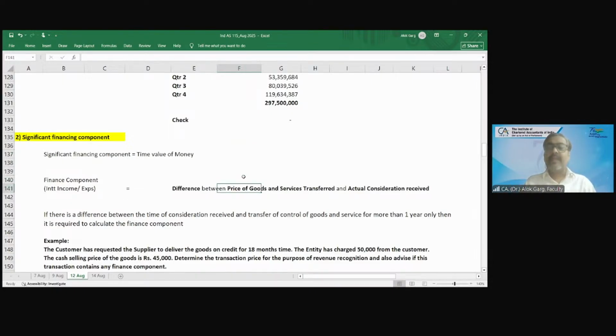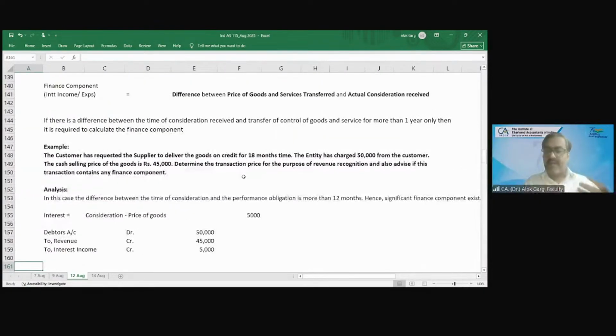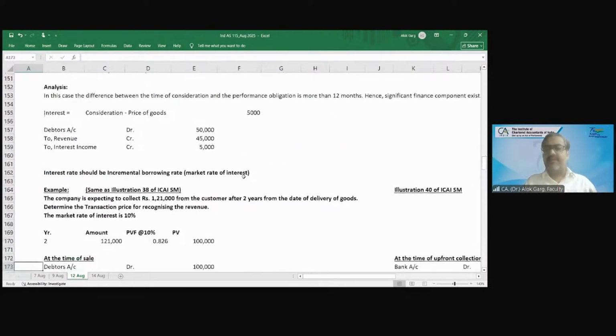Okay. And of course, this significant financing component will exist only when there's a difference between the timing of consideration received and the timing of goods and services transferred, right? And that timing should be beyond how many periods? Beyond 1 year. Beyond 1 year, beyond 12 months, right? That timing should be beyond 12 months. Okay. So friends, we discussed this concept, and we also discussed the concept when there is an advance received, when there is a payment in delay, right? So we did all these concepts.